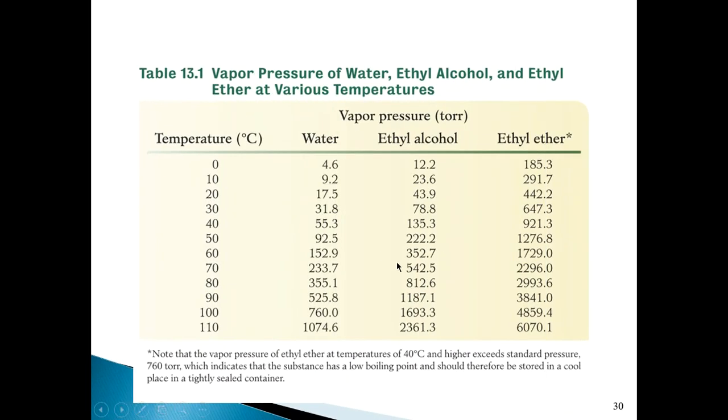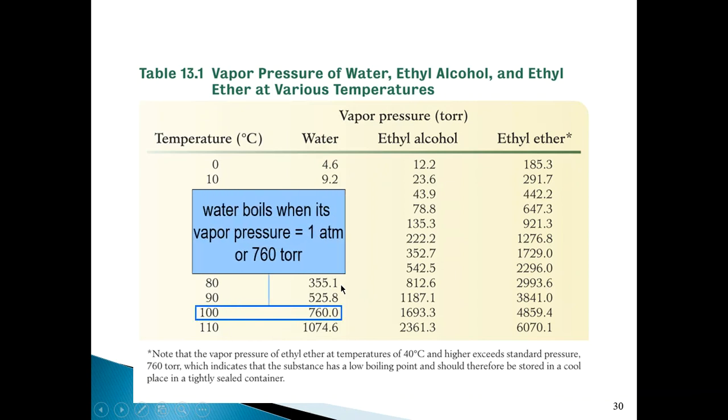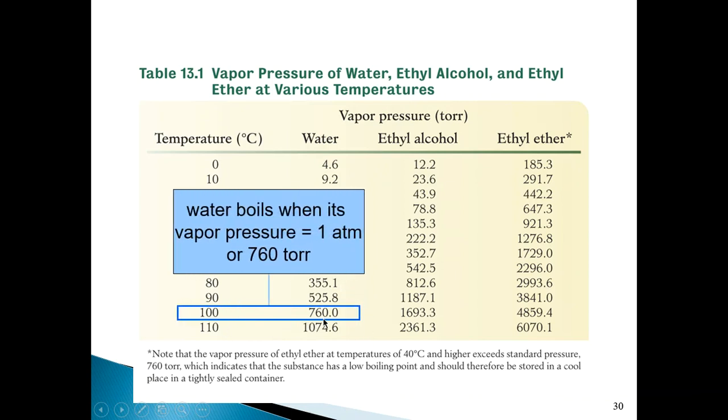All right, and if we look at the table that we saw earlier in the previous video, you'll see that different liquids, as I said before, have different vapor pressures at the same temperature, right? Now, if the vapor pressure is 1 atmosphere, which is the same thing as 760 torr, then the temperature will be equal to the boiling point, because remember, 1 atmosphere is the atmospheric pressure, and if the vapor pressure of the liquid is equal to 1 atmosphere, then the temperature at that point is known as the boiling point.